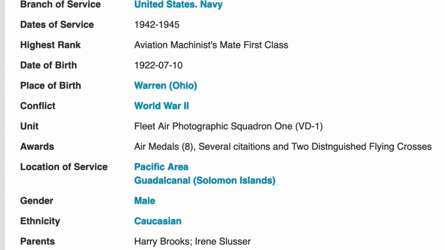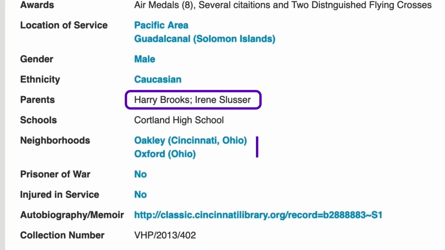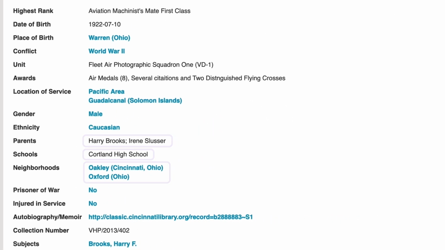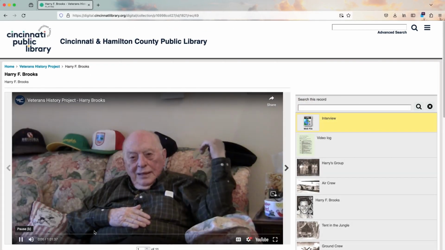There are also important pieces of personal information on this page, including the names of his parents, what neighborhood he lived in, and what school he attended. These are important biographical tools that might help you with other types of research, so make sure to note these if you run across them with any of your veterans. But for now, let's hear what aviation machinist first class Harry Brooks has to say about his experience.